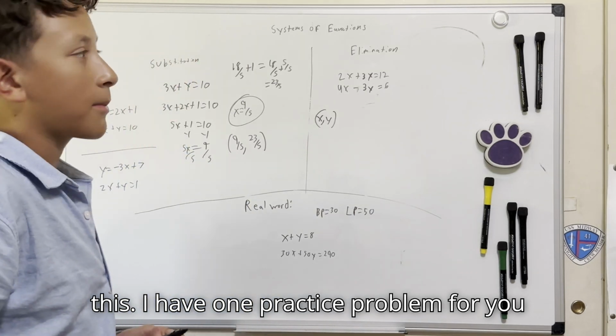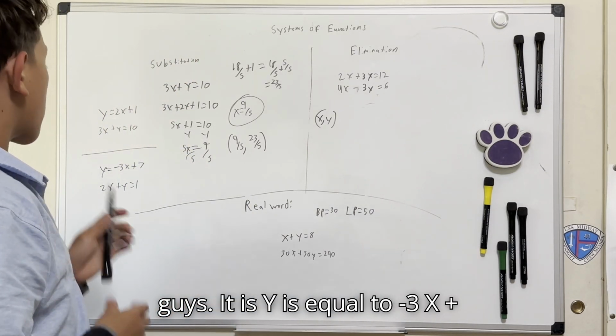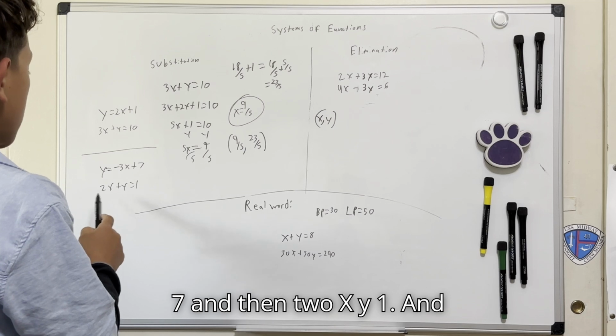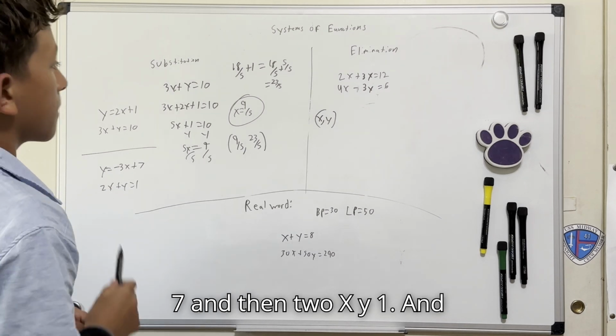I have one practice problem for you guys. It is y is equal to negative 3x plus 7, and then 2x plus y equals 1.